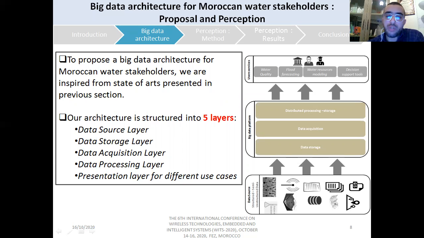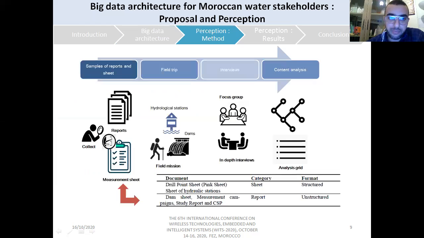The input of our architecture takes into consideration files, databases, GIS, maps, station measurements, and reports. Concerning the use cases proposed for this architecture, they are to deal with national issues like pollution, natural water quality, natural risk like flood forecasting, and water prediction and modeling.